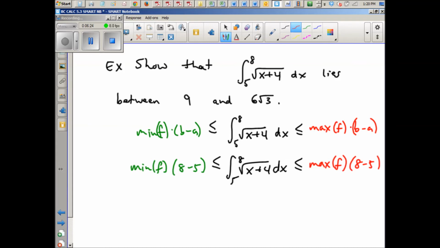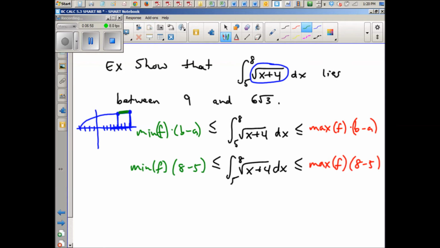Okay, what is the minimum value of f? Let's talk about that for a minute. Maybe a sketch would help here. So this is actually a really simple graph. This is just the square root function shifted to the left 4. So everybody should know that. This is our graph. Okay? And we're studying the region out here between 5 and 8. So 5 is right here. 8 is right here. We're only interested in this region. I'll color it in green.